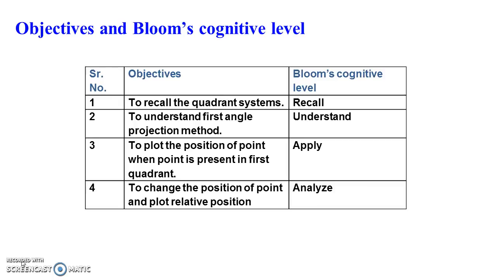The third objective is to plot the position of a point when the point is present in the first quadrant. So here the student will be able to go for the application level, and Bloom's cognitive level will be to apply. The fourth objective is to change the position of the point and plot a relative position. With the change in the point position, what will be the effect on the actual projections of the points? So students will study that, and that will be the analyze level from Bloom's cognitive level.